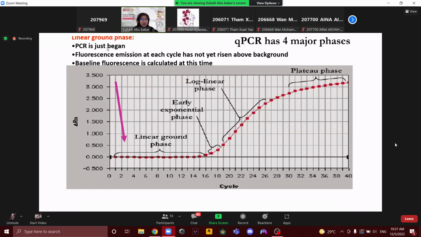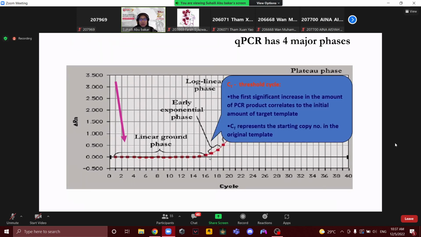In the linear ground phase, what happened? PCR has just begun, warming up. Fluorescent emission at each cycle has not yet risen above background. Baseline fluorescent is calculated at this time. Then CT, threshold cycle, is where the first significant increase in the amount of PCR product correlates to the initial amount of the target template. Where we begin to see the initial fluorescent that represents the PCR product, that we call CT. So it represents the starting copy number in the original template.